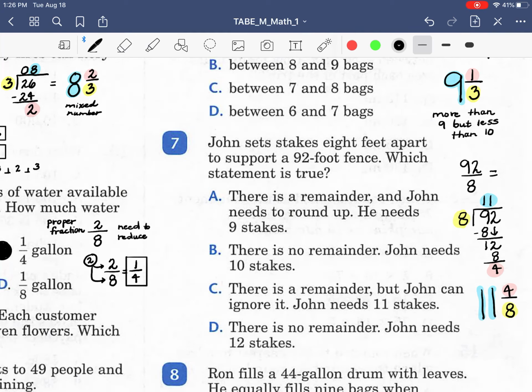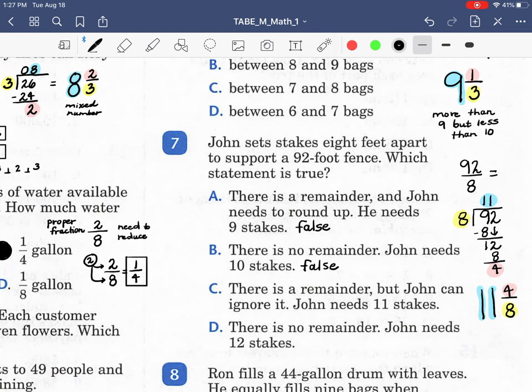So let's see which choice is true. There is a remainder and John needs to round up, so he needs 9 stakes. That's not true. We know that he needs at least 11 stakes because of that tall number. There is no remainder. John needs 10 stakes. Well, that's not true. There was a remainder. There is a remainder, but John can ignore it. He needs 11 stakes.